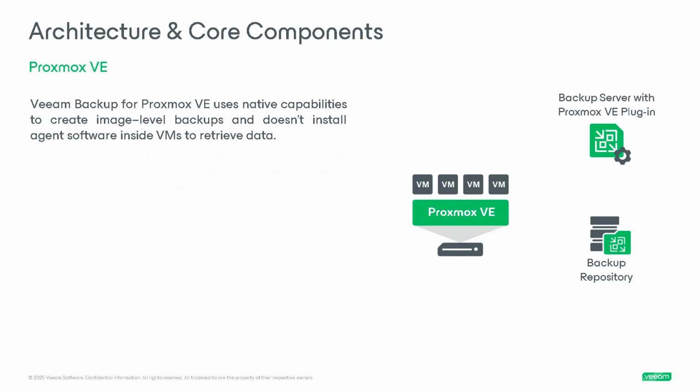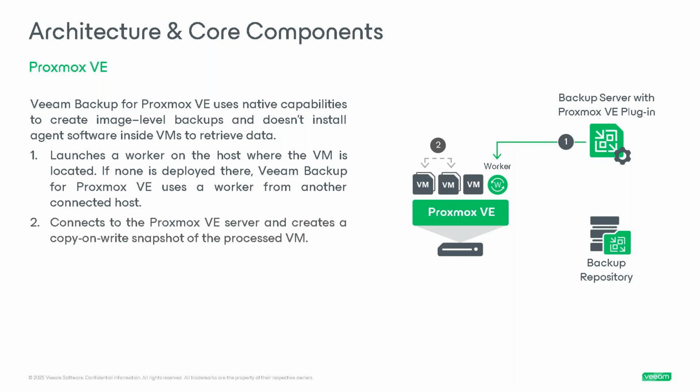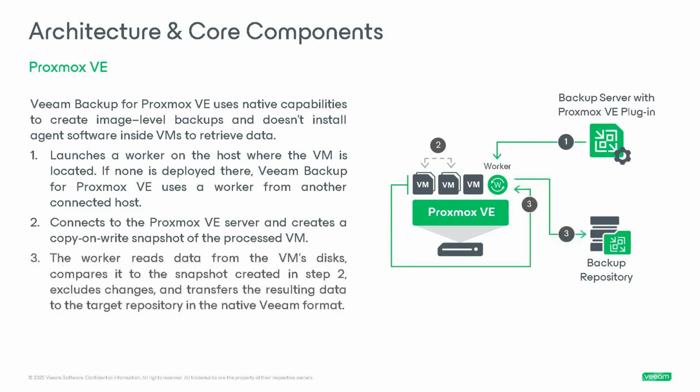And with Proxmox, kind of a similar deal. It launches the worker on the host where the VM is located. If none is deployed there, then it will use a worker from another host. At scale, that would be somewhere you could tune to make the backup window smaller. At that point, the worker connects to the production VE server and creates a copy-on-write snapshot of the processed VM. The worker reads the data from the VM's disk, compares it to the snapshot created in the previous step, excludes unchanged data, assuming it's incremental, and transfers the resulting data to the repository. So it works a little differently, but similar.